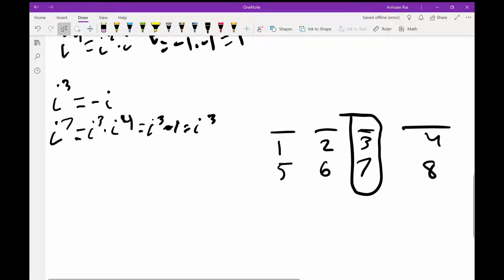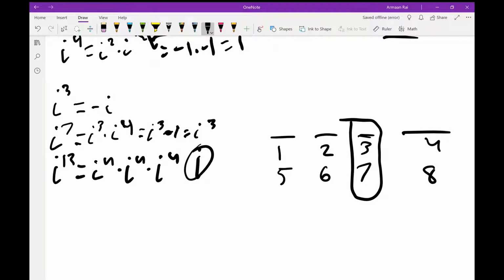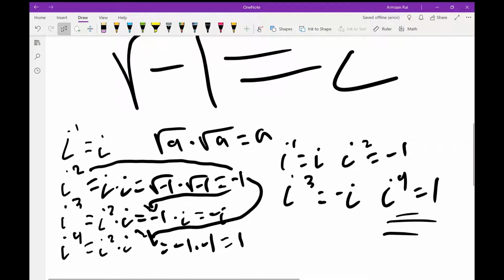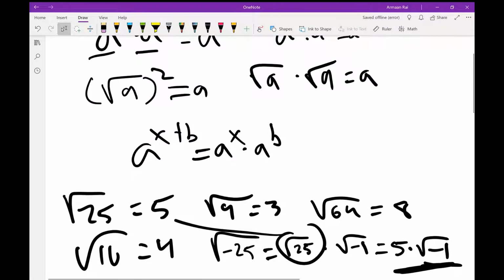Now, you may realize that whenever you have a 4, it basically just gets canceled out, and you're pretty much right. So if you have i to the 13th, that equals i to the 4th times i to the 4th times i to the 4th times i, and that just equals i. We can rewrite this as i to the 12th times i to the 1st, because we can add those exponents according to our property up here.